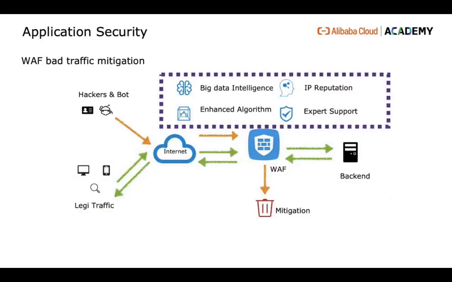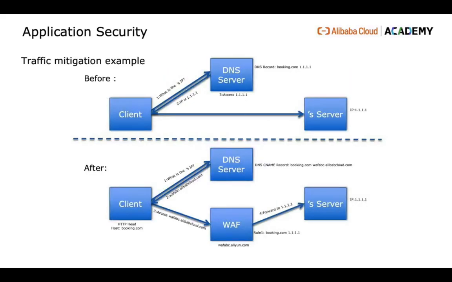This slide shows when WAF is enabled, it will be standing between clients and servers to do bad traffic mitigation based on big data intelligence and algorithms developed based on historical attack patterns. In the next slide, we will show how to change the WAF setup by working with the DNS service together. By setting up WAF, the goal is to make sure that when clients are sending requests to the server, the request should be redirected to the WAF first.